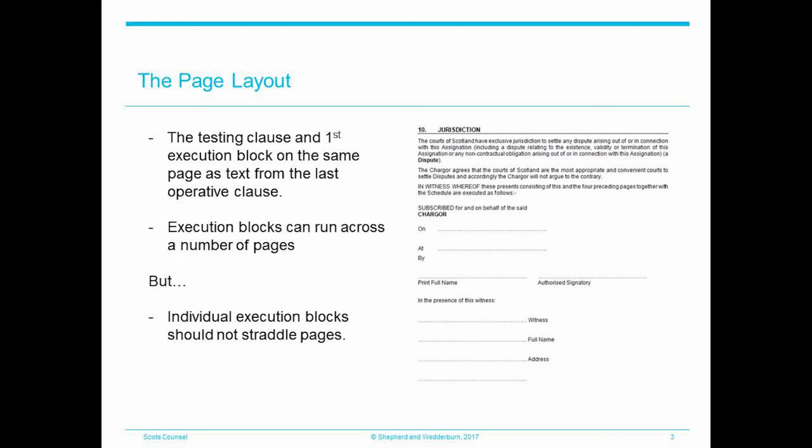But if you have multiple parties signing a document, provided that the first execution block has been set out as shown in this example, so that the first party subscribes, the other parties can then spill over onto separate signing pages following on from the first signing page.